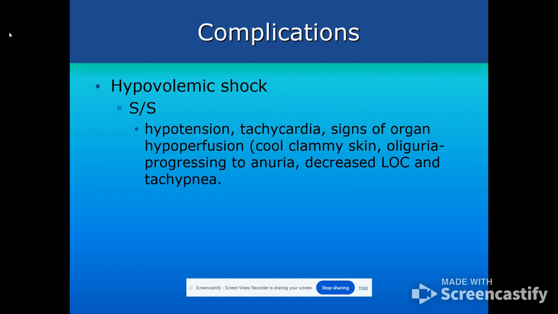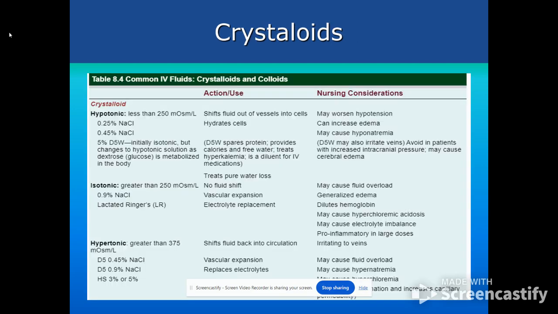They can also have cool, clammy skin. Again, the oliguria progresses to anuria, which is absolutely no urine, not being able to make any urine. Then they're going to have a decreased level of consciousness and they're going to start to have tachypnea based on that.